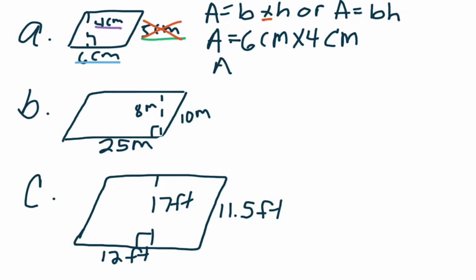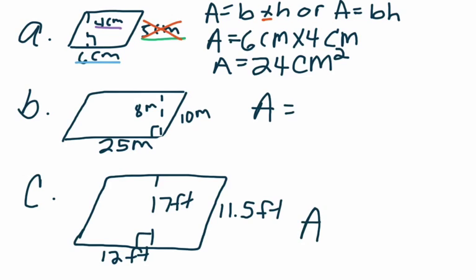What is 6 times 4? 6 times 4 is 24. Our unit is centimeters. And what do we have to do to it? Square it. Okay? So I'm going to give you about a minute or so to just calculate what the area is of each of these parallelograms, and we'll come back and check our answer momentarily.